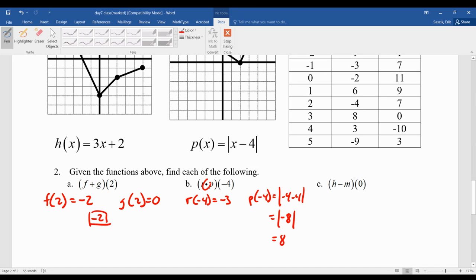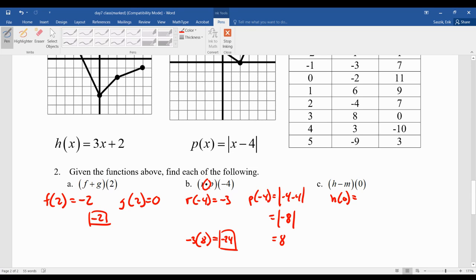So now in the end, I'm asked to multiply these things. -3 times 8 gives me a final answer of, whoops, I got to fix that. It should be -24, right? There we go.